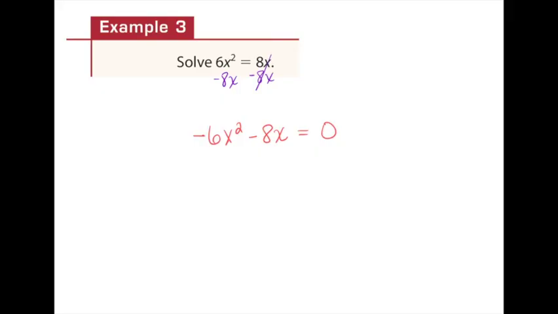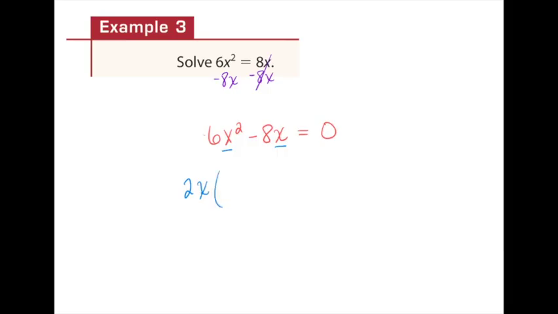What do 6 and 8 have in common? 2. And I actually, since they're both negative here, oh, that's a positive 6. Okay, good. I was about to say, if that was negative, that's a pain. So we have a 2 in common. What about my variables? What can I take out? Just an x, because that's all the 8 can give me.